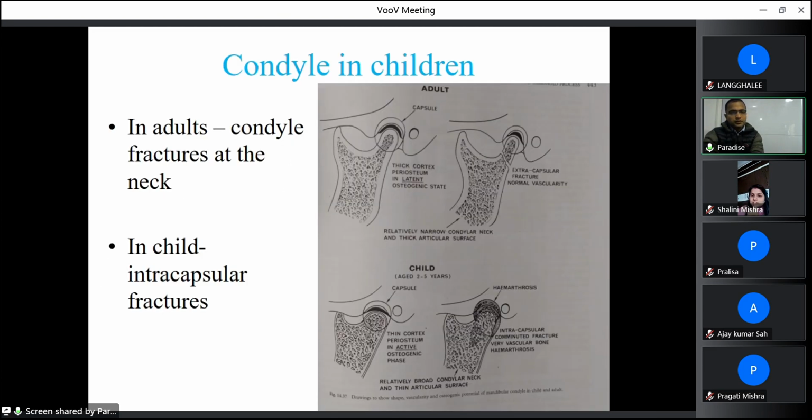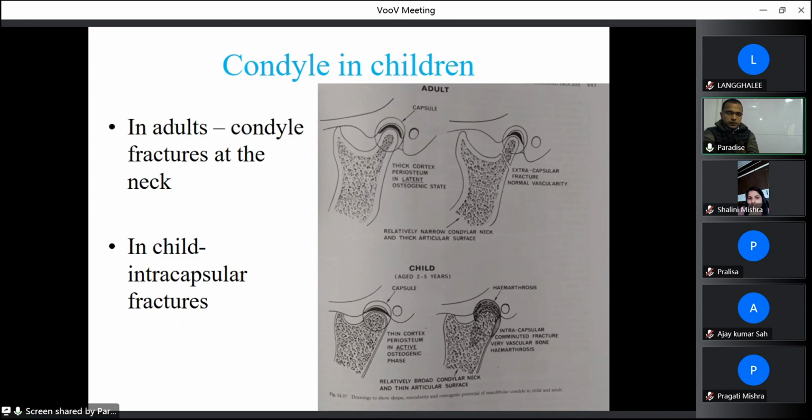If you see the condyle of children and adults, there is a huge difference between the condyle of the pediatric patient and the adult patient. In pediatric patients, most of the time the condylar head gets fractured, but unlike in adult patients, most of the time condylar neck or subcondylar fracture takes place. Condylar head fracture is rare in adult patients, but it is more common in pediatric patients.